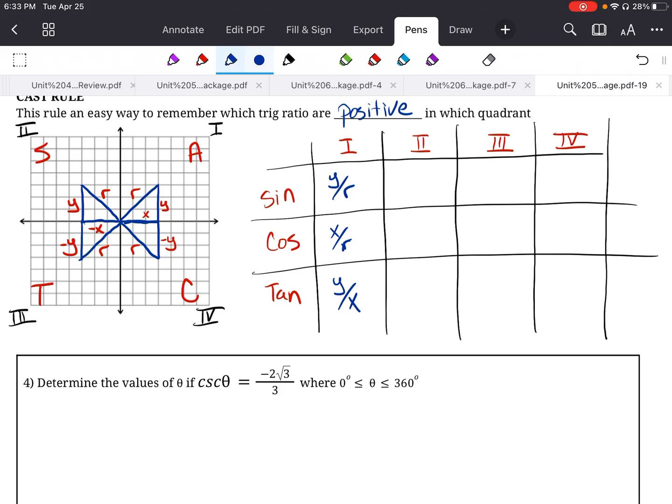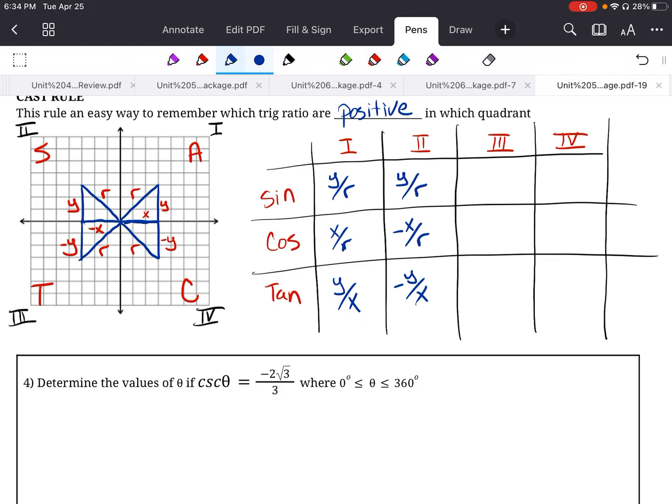When we go to quadrant 2, sine, again, y over r, because they're both positive, but cos, the adjacent, the x is negative. So it's actually negative x over r. And tan is y is positive, but x is negative, so it'll be negative y over x. Okay, down to quadrant 3.